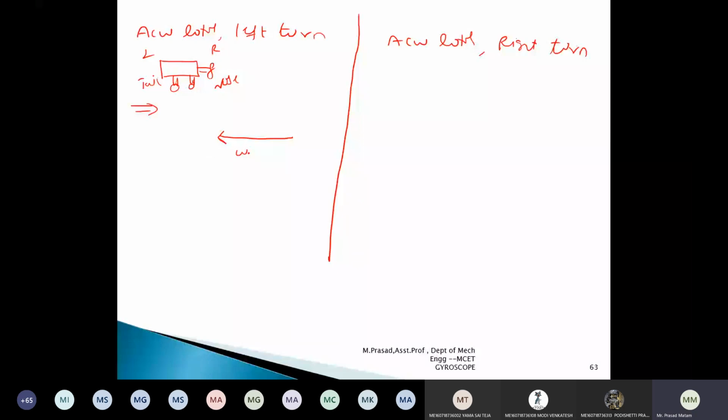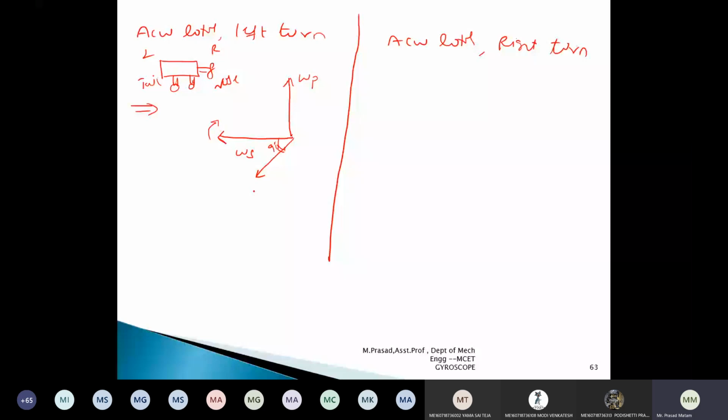So locate this as the spin vector. Where will the pressure vector come, taking a left turn again? For left turn, the pressure vector is always in the y-axis. Now where is the active couple and where is the reactive couple? Rotate the spin vector by 90 degrees. This is where I get the z-axis. I am rotating the spin vector by 90 degrees, and I get the active couple here.